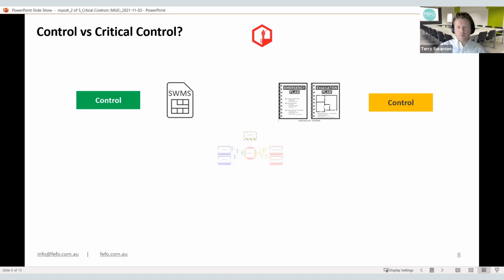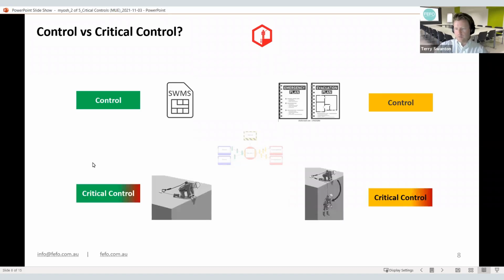However, these are not critical controls. There may be critical controls within these documents. So what I'll do here is we'll continue on.